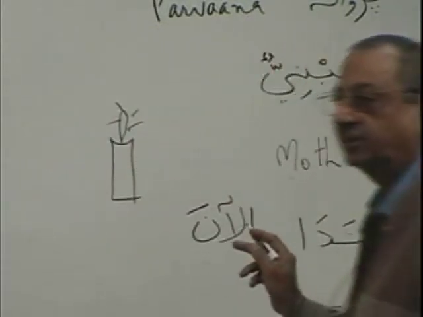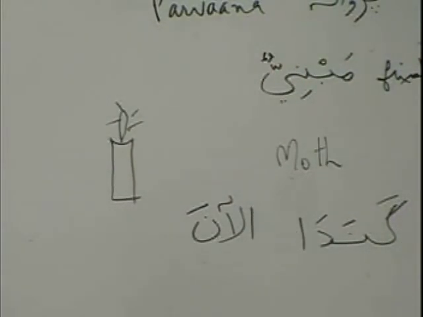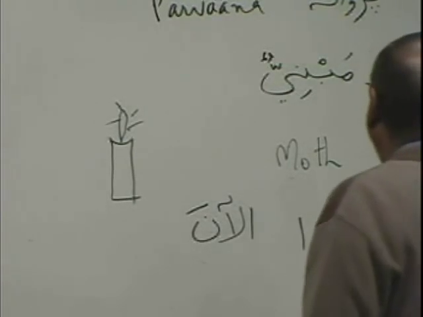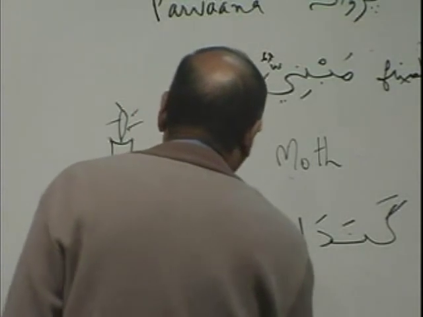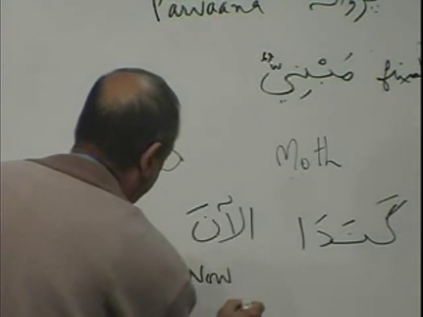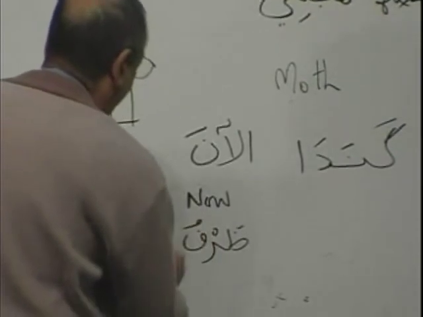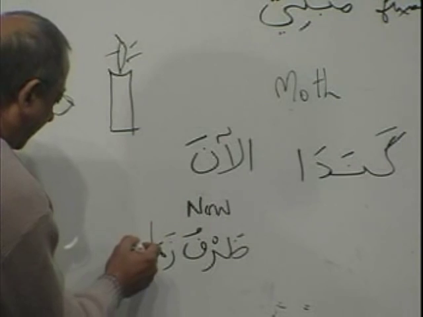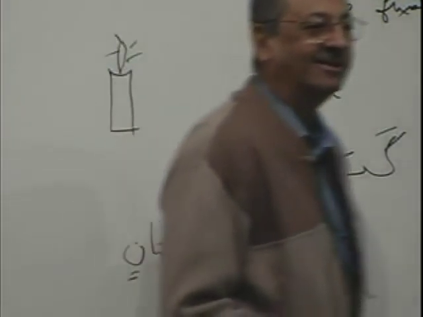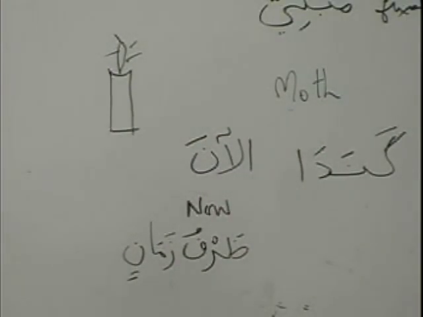And remember, brothers and sisters, that the Hamza is Hamzatul Wasat. What does Al-Ana mean? Now. N-O-W. And what is it, brother? It is Zarf. And if I go into further detail, I will say Zarfu Zamanin. What did I write? Mudaf Mudafilihi. Zarfu Zamanin. Okay, brothers and sisters.